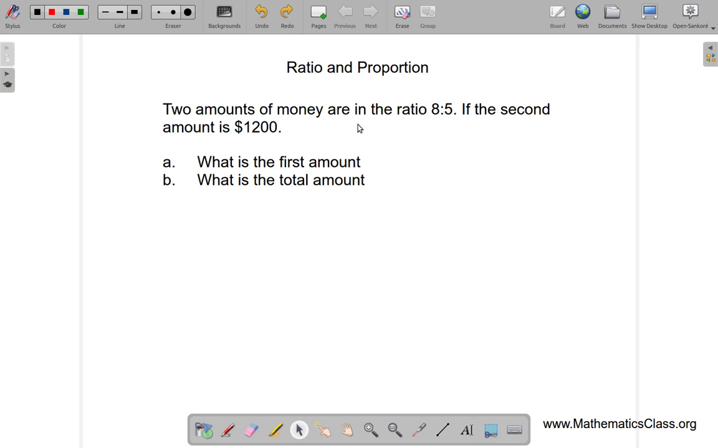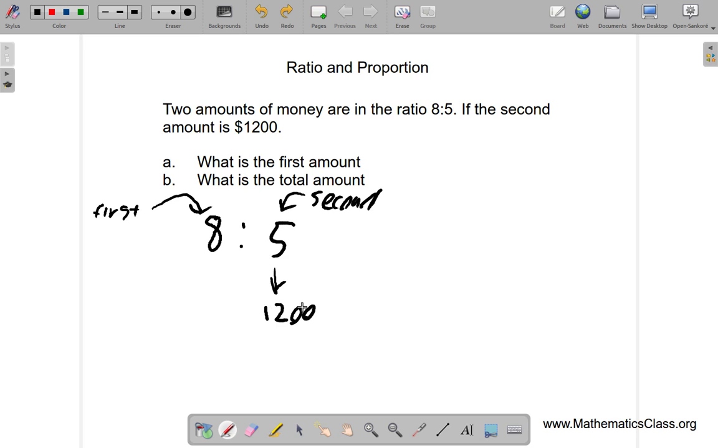Now, it says that the money is in the ratio 8 to 5. That means the first amount is the 8 part, and the second amount is the 5 part. Now it says the second amount is $1,200.